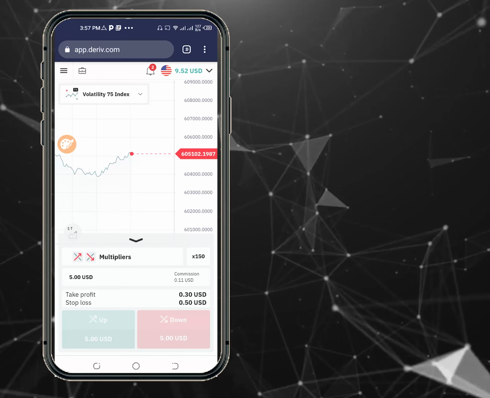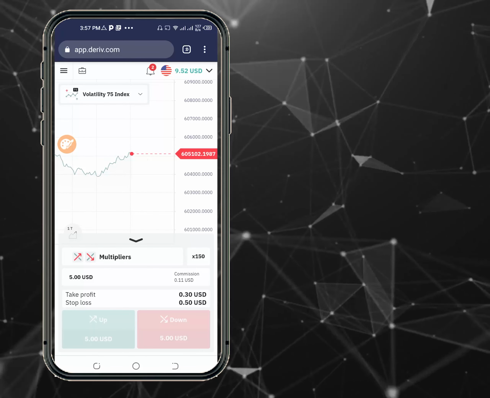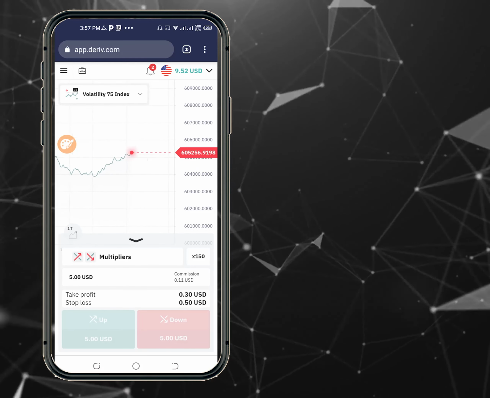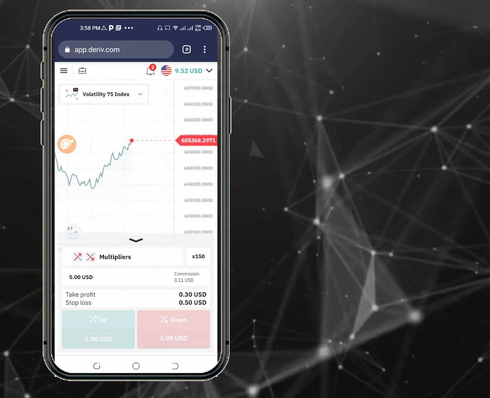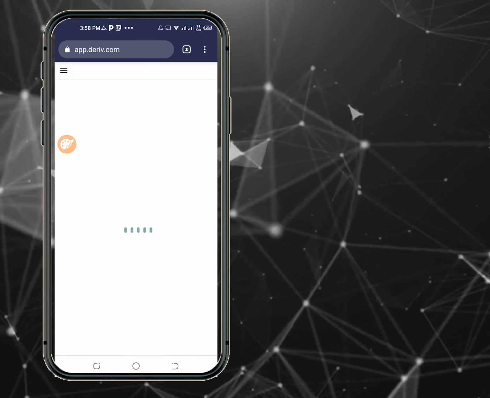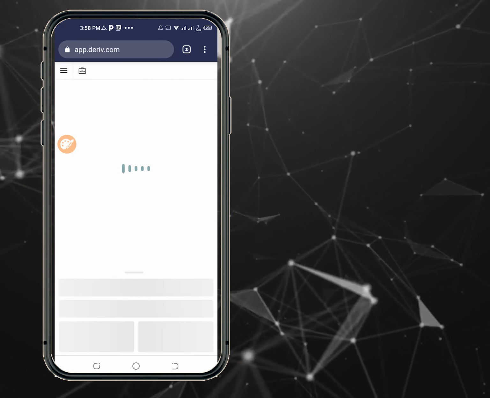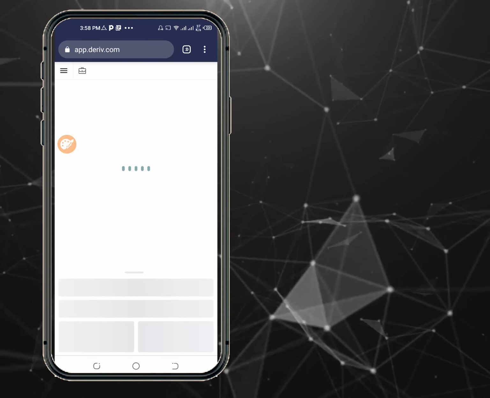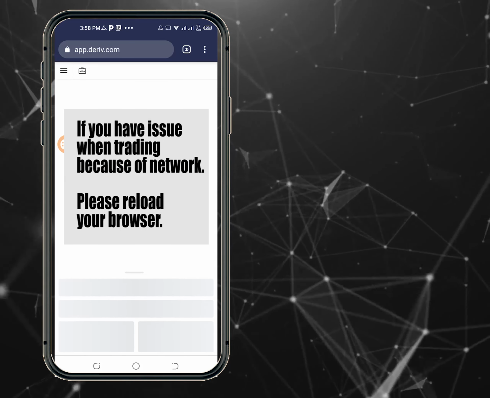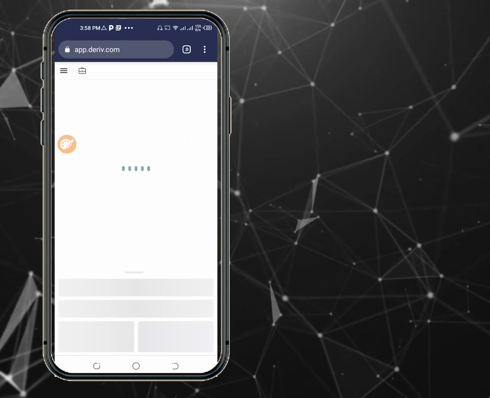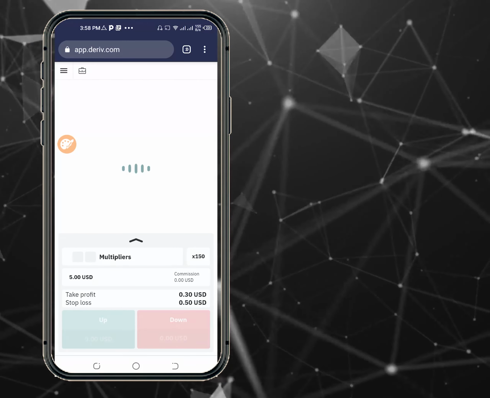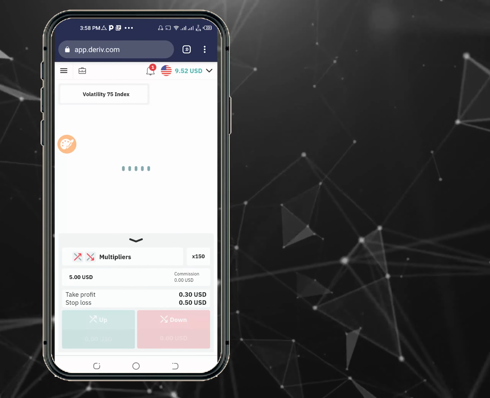So if for any reason you actually have issues while trading, you can always reload your page. Always ensure you put your stop loss there to limit any form of unnecessary loss.